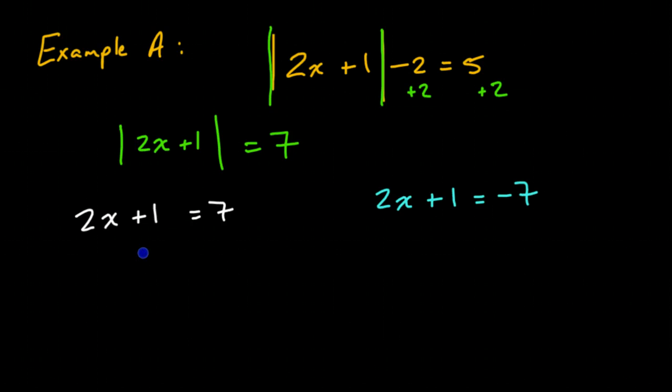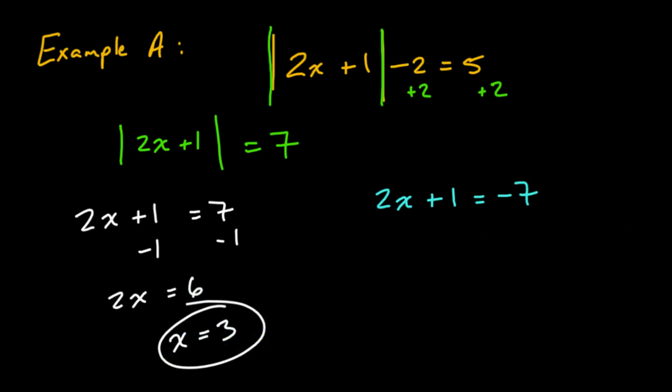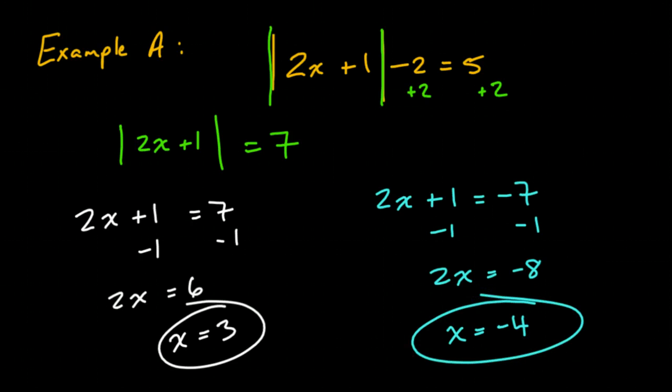So I'm going to solve that first one. I'll subtract 1 on both sides. I get 2x equals 6. If I divide each side by 2, we get x equals 3. So what that tells me is one of the answers to this problem is 3. Now I got to solve the other side. Subtract 1 again. Now I get 2x equals negative 8. And if I divide each side by 2, I get x equals negative 4. So in this specific problem, I had answers of 3 and negative 4.